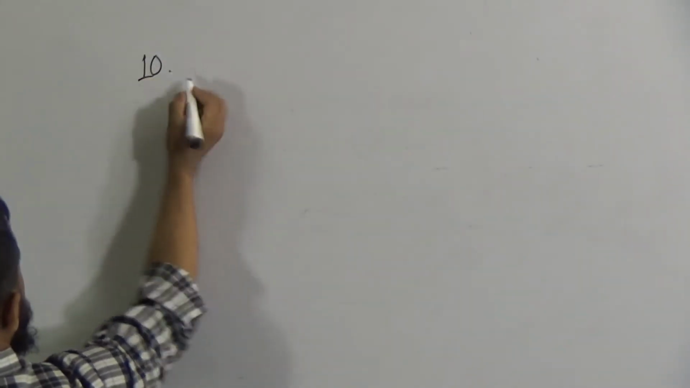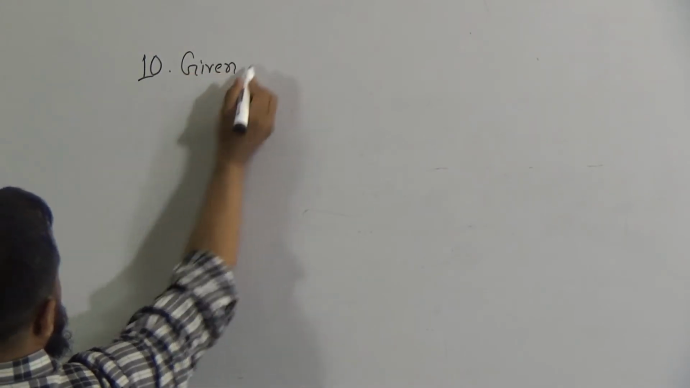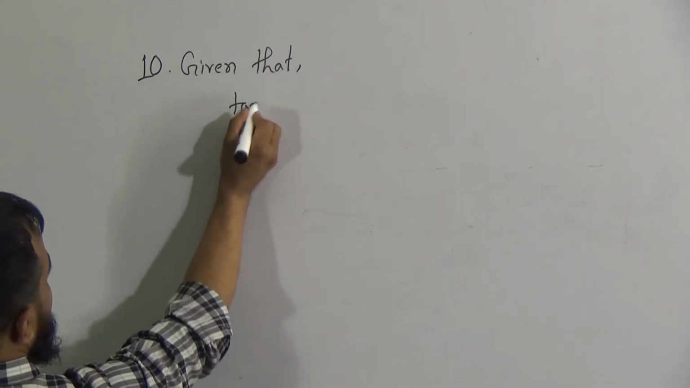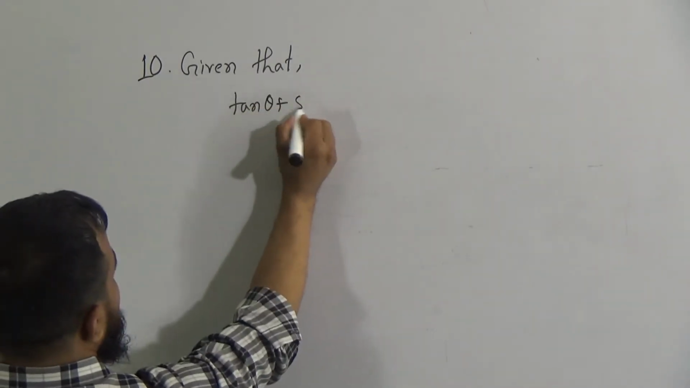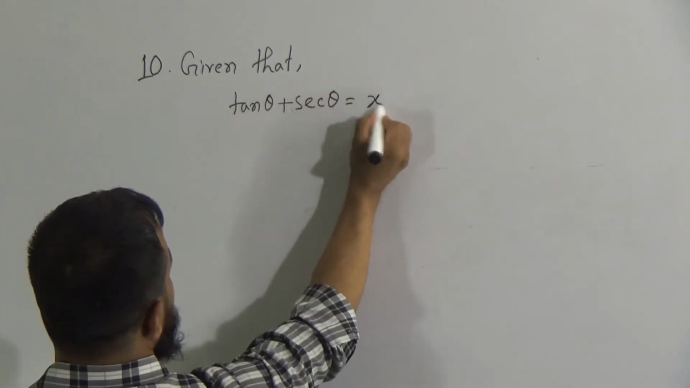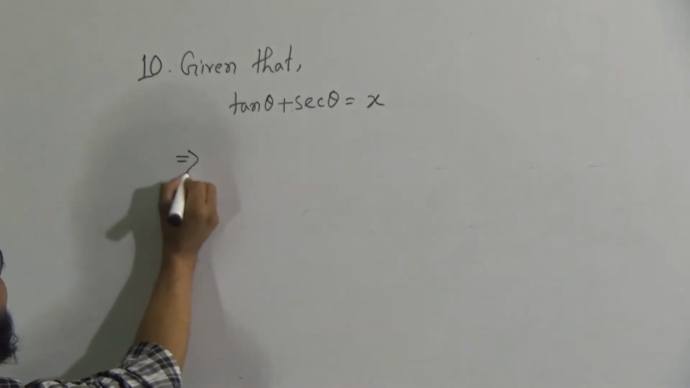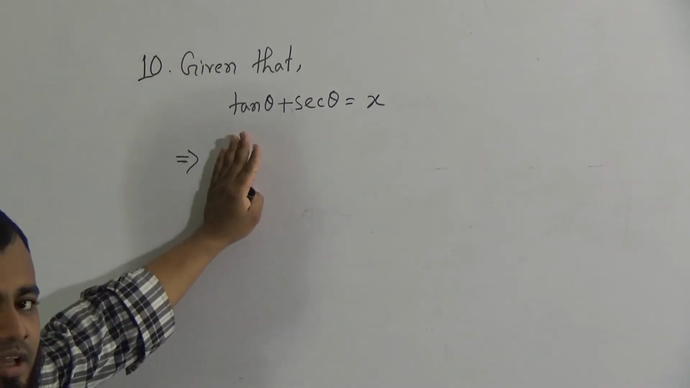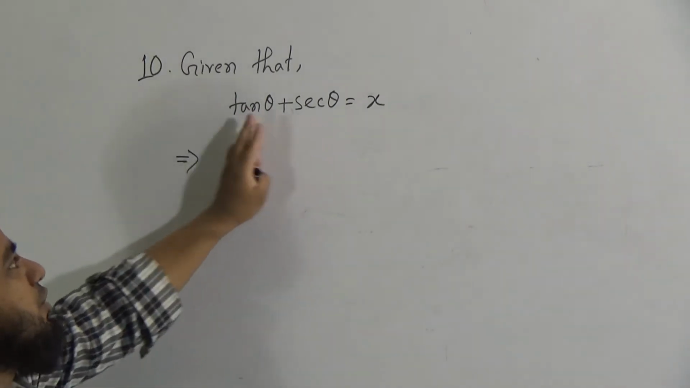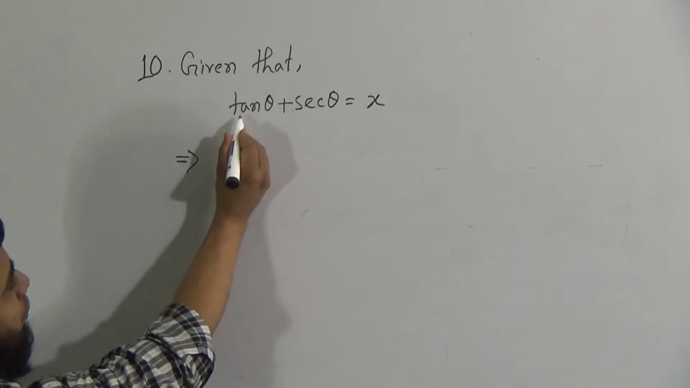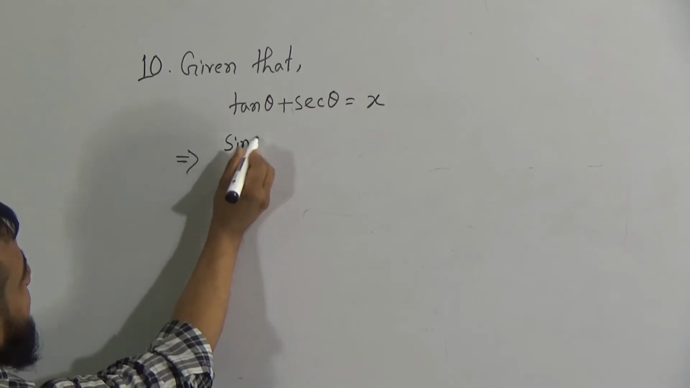Now the solution of question number 10, it's so easy. It is given that tan theta plus sec theta, that's equal to x. Okay, we need to transfer these trigonometric ratios into sin theta and cos theta. Because the given is tan and sec, we need to convert this tan and sec into sin and cos. We know that tan theta equal to sin theta by cos theta.